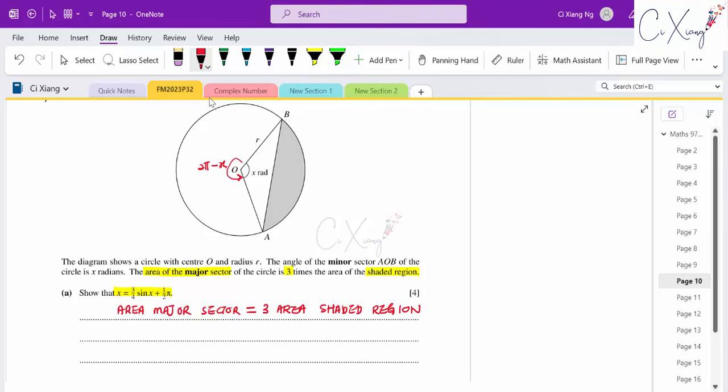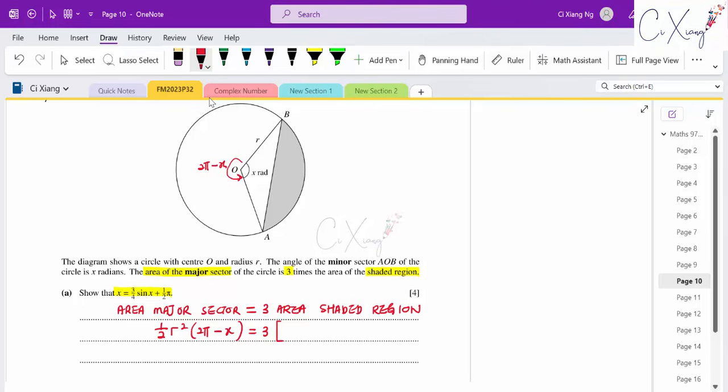Okay, how to form the equation for the area of the major sector? The area for a sector is half r squared theta. I'm having half r squared, r being the radius. In our question here, the radius is still r, so I'm having r squared. Then theta means the angle. For the major sector, the angle is 2 pi minus x. Therefore, I put it as half r squared times 2 pi minus x equals 3 times the area of the shaded region.